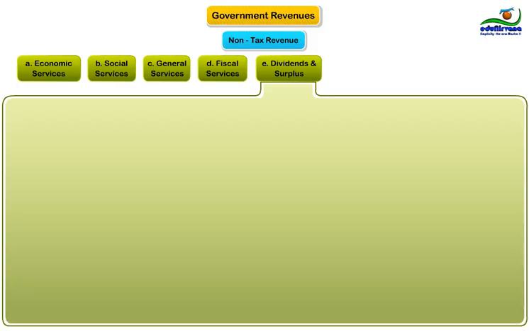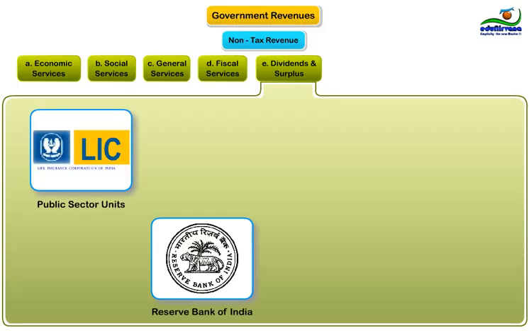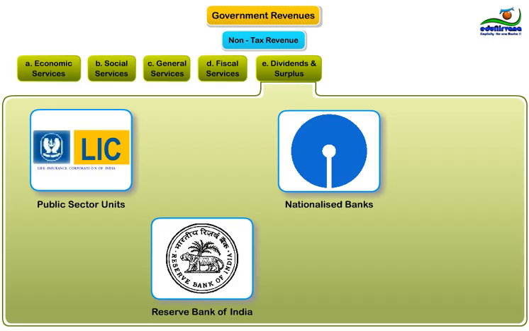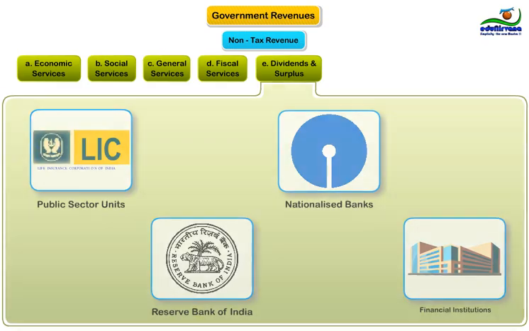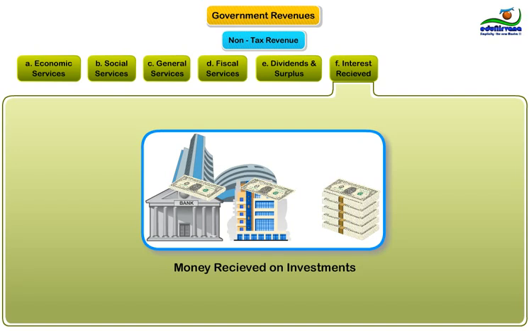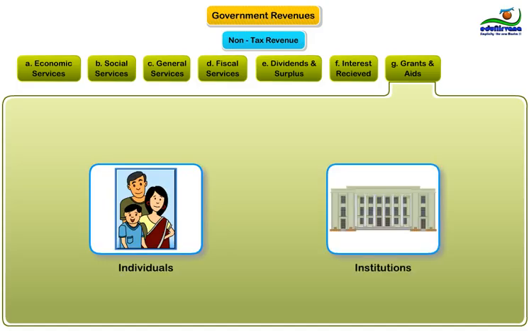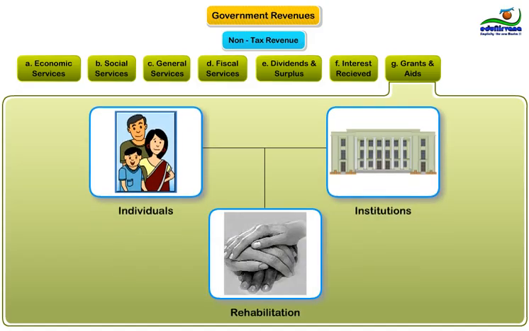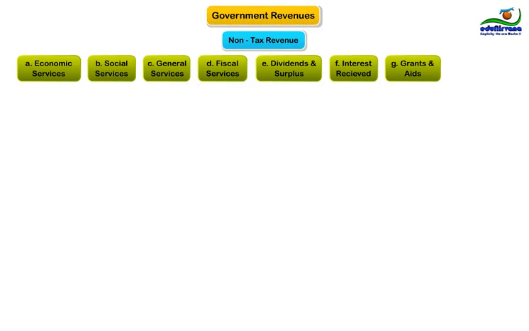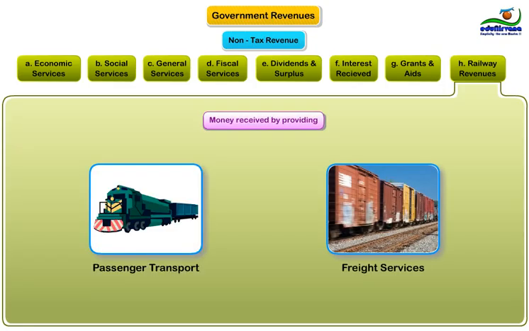E. Dividends and surpluses from public sector units, Reserve Bank of India, nationalized banks, and financial institutions. F. Interest received, money received on investment. G. Grants and aids, money received from individuals or institutions for rehabilitation, social development. H. Railways revenues, money received by providing transport and freight services.